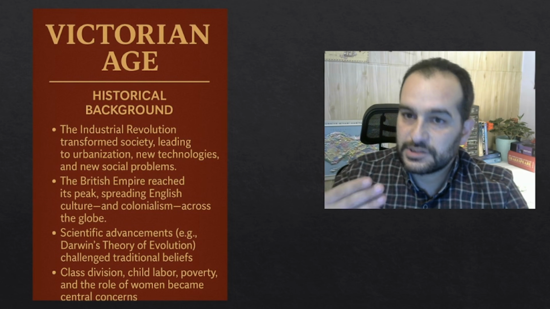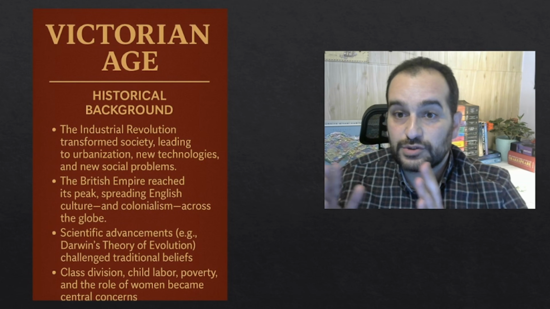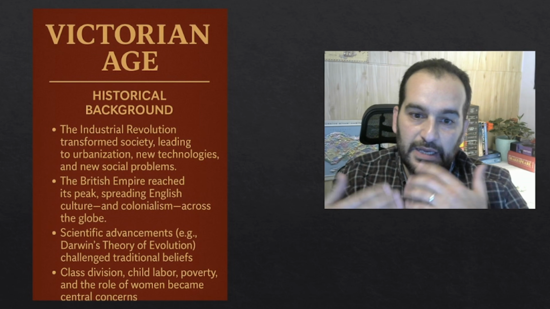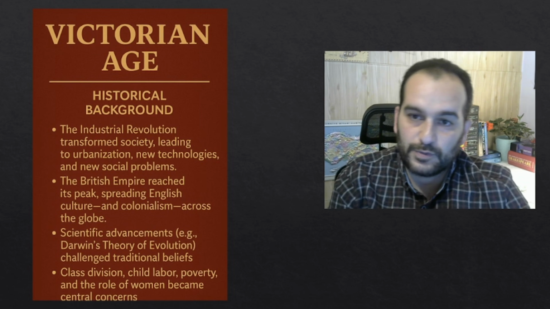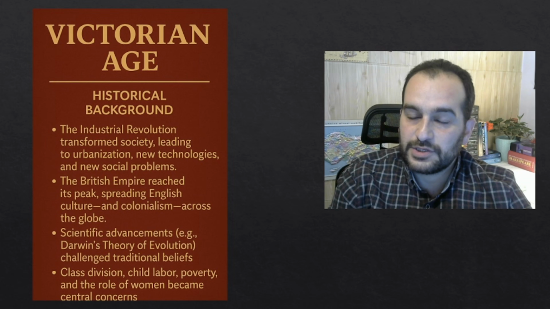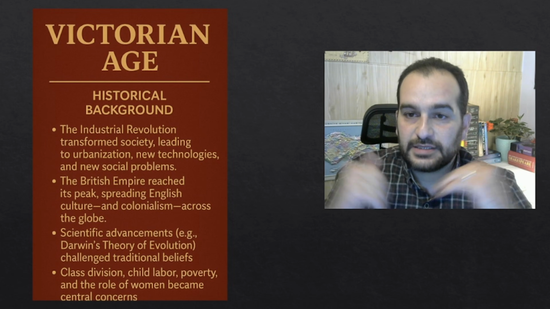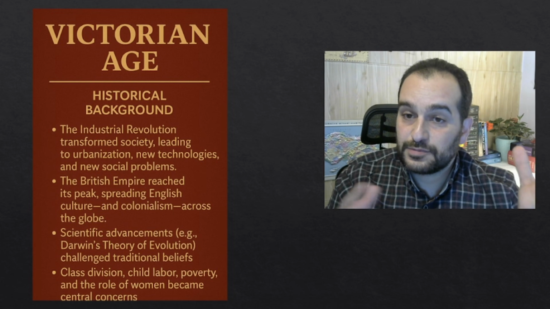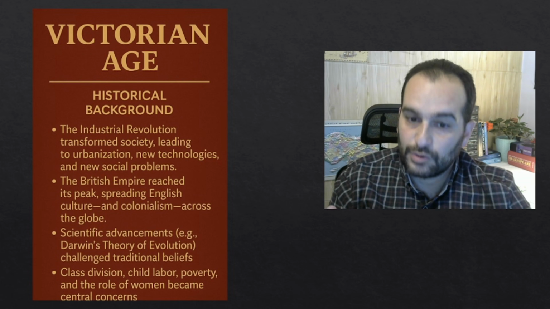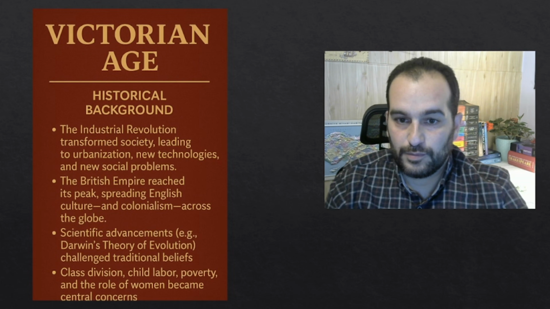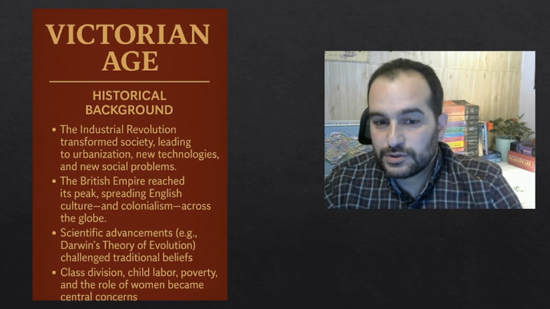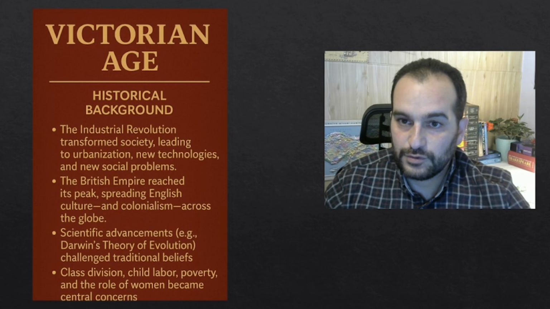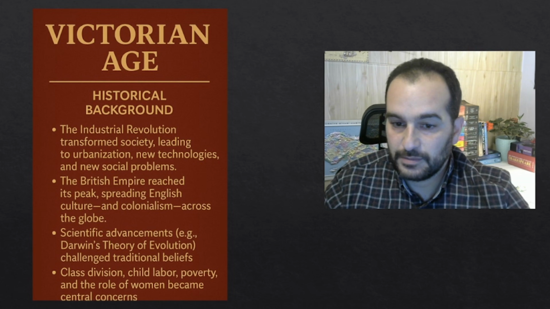First, we see the Industrial Revolution, which transformed society, leading to urbanization, new technologies, and new social problems as well. We see the British Empire reaching its peak, as I mentioned in the beginning of this lesson, and we see the spread of the English culture and colonialism across the globe. We see also scientific advancements like Darwin's theory of evolution, which challenged traditional beliefs.